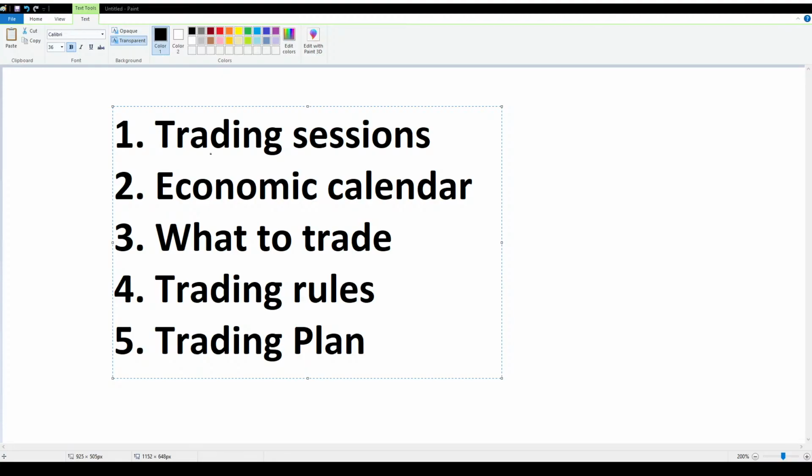It's time for us to start going into the market now, right? So, number three is a question that a lot of people have: what to trade. Now we spoke about the trading sessions, we spoke about the economic calendar. So what do we trade? With the knowledge that we have, what is it that we go for?